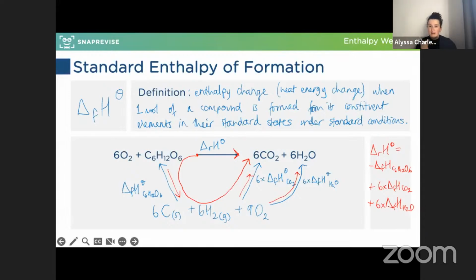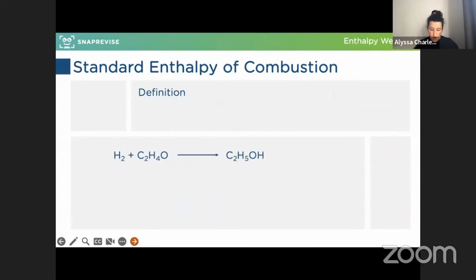If you want to go back, when this appears as a recording, go back through that and check that you're happy, because I've done quite a lot of explaining there to try and help you understand why our arrows are pointing in the same directions, why we've got 6 lots, 1 lot, etc. Okay, what about with combustion though? We're going to need to speed through this a little bit quicker because we're running out of time.